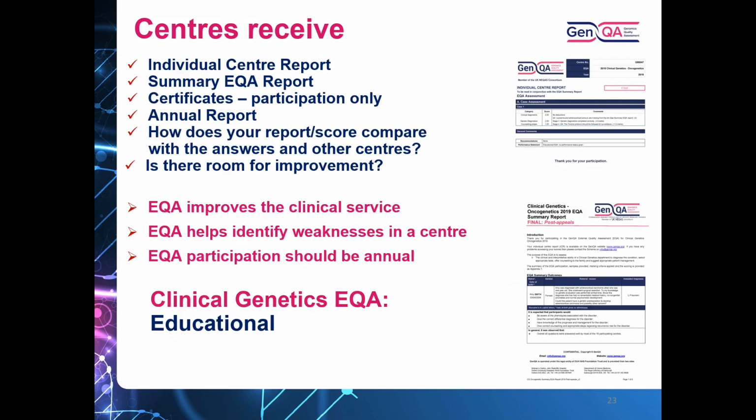Once the EQA has been assessed, the centres will receive an individual centre report, as can be seen on the top right. They will also receive a summary EQA report, which is anonymous and will show the results of all of the centres, and it gives you information about how people reported the cases and where there were omissions. And this is very educational for all centres.